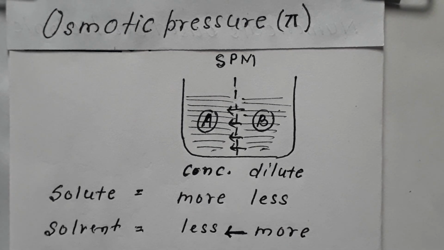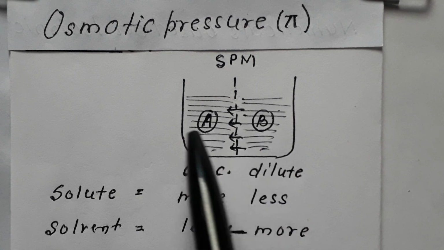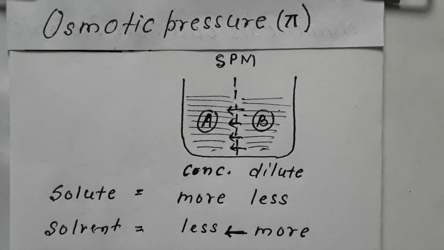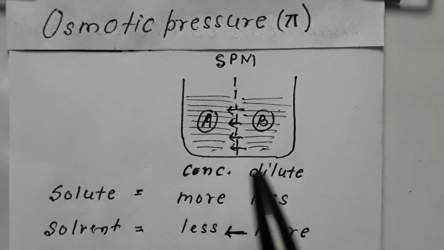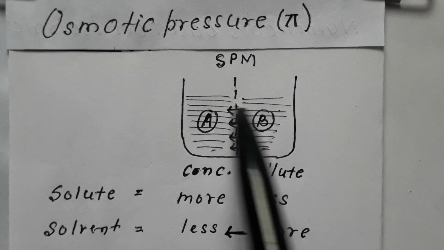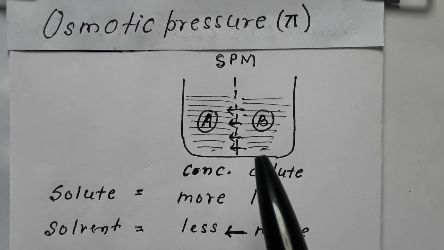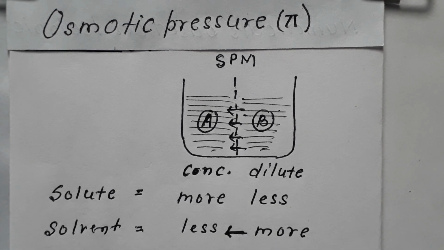So if two solutions which differ in concentration are separated by a semi-permeable membrane, the solvent particles start moving from the dilute to the concentrated solution. This movement of solvent particles across the semi-permeable membrane from dilute to concentrated solution is termed osmosis. During osmosis, some pressure gets applied on the concentrated solution, and that pressure is termed the osmotic pressure.